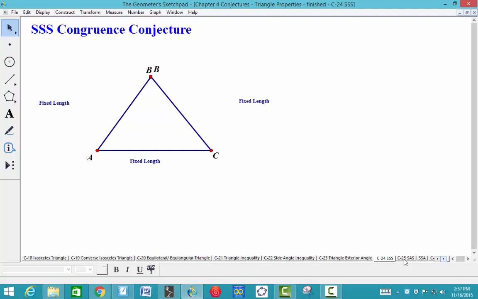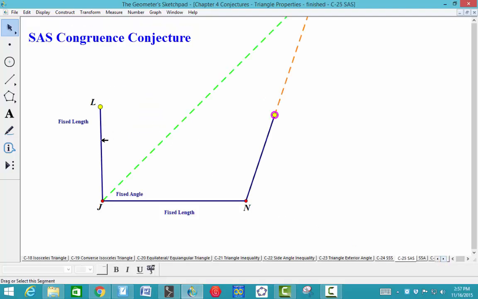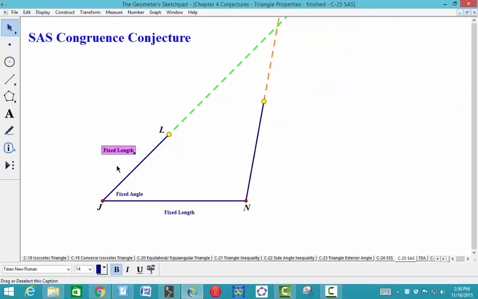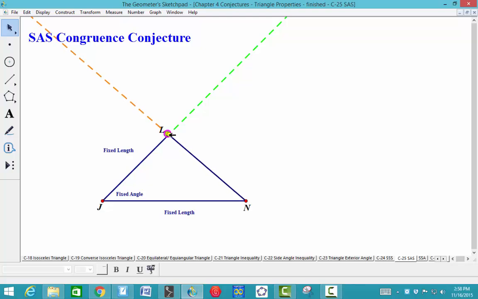The next conjecture, conjecture number 25, you're given a side, an angle, and a side. So first I have to move this side onto the angle, and then this one I can go anywhere with it. I can go in any direction. So if I have a fixed side, a fixed angle, and a fixed side, there's only one triangle that I can make, and it would be right there.